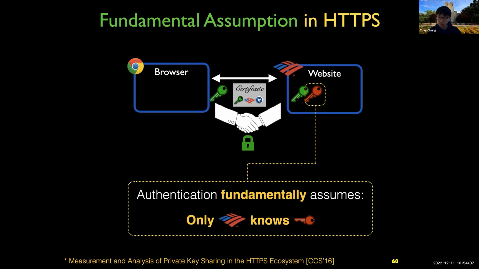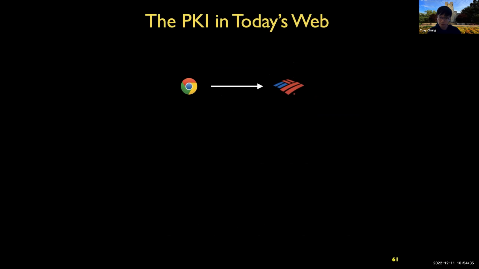It is basically similar to your signature. If your signature on, for example, your apartment rent contract is too simple, basically it means anyone can impersonate you, right? So your too simple signature loses the authenticity. Okay. So authentication here fundamentally assumes that only Bank of America knows the private key, right?